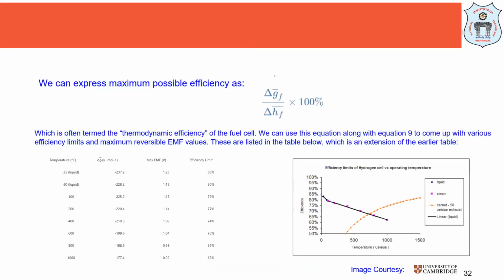Okay, so we can express the maximum possible efficiency as delta GF by delta HF into 100%, which is often termed the thermodynamic efficiency of the fuel cell. We can use this equation along with the other equation to get the maximum reversible EMF values also. Okay, if you look at this image, we have efficiency versus temperature. The efficiency is decreasing with the increase in temperature for the fuel cell, whereas the Carnot efficiency is increasing.